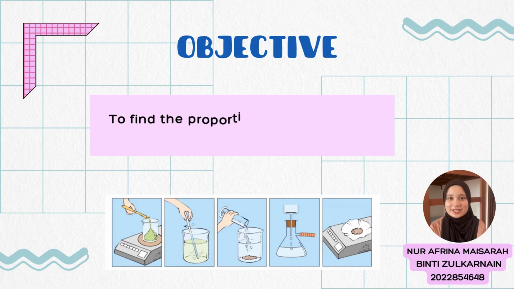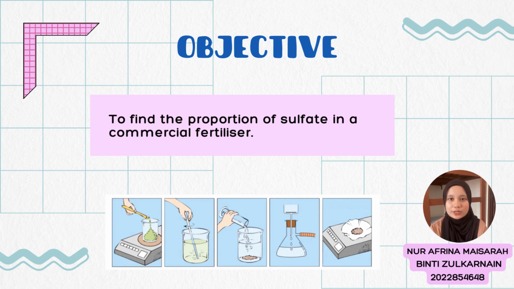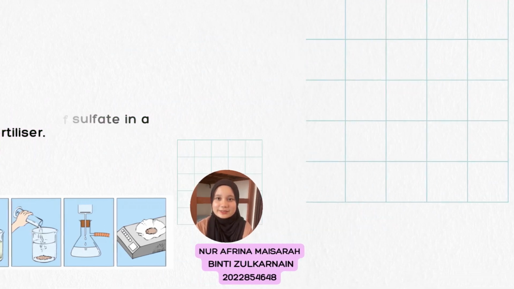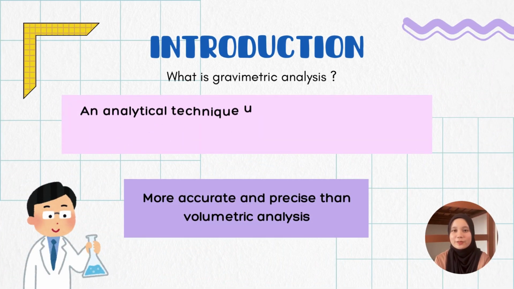First and foremost, I will start the presentation with the objective of this experiment that we want to achieve. The objective of this experiment is to find the proportion of sulfate in a commercial fertilizer. Next, I will continue with the introduction of gravimetric analysis.